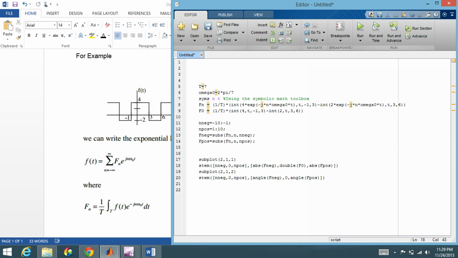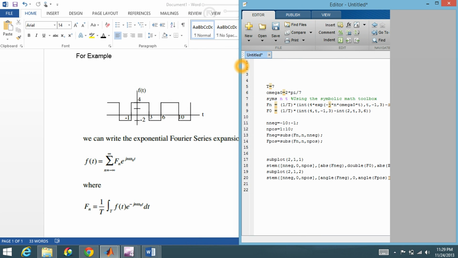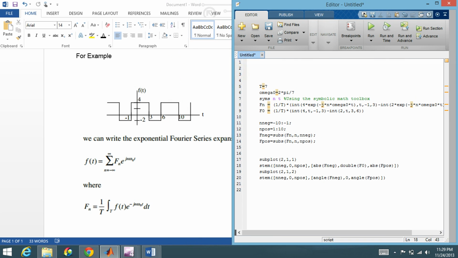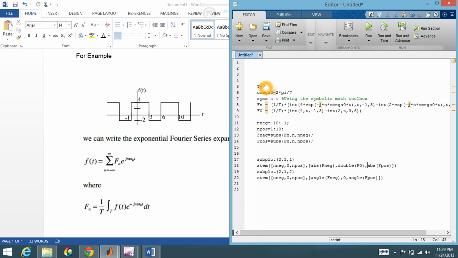In this example, we can see that our period is 7, so T equals 7. Our omega naught is equal to 2 times pi over 7. And now we're going to be using the symbolic math toolbox function of Matlab, the sym function.